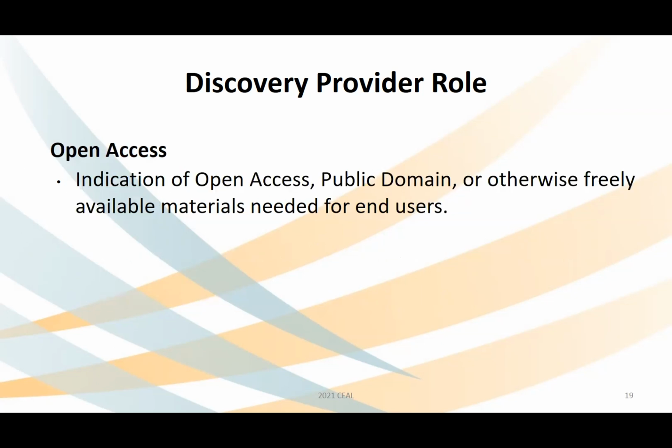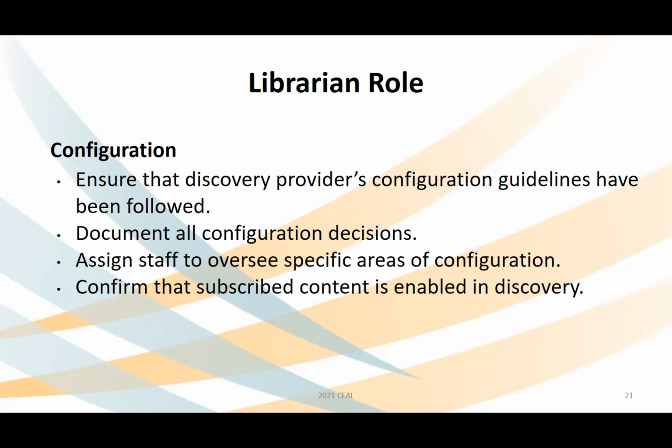And discovery services will get the OA indicators from publishers, and then they need to find means to display them.